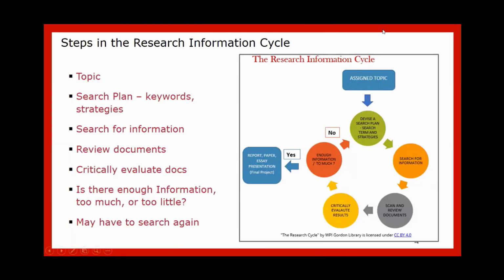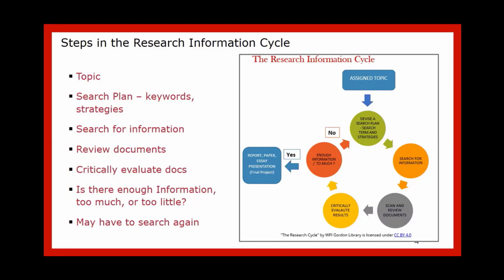So the research information cycle. So doing research, we talk about it in this cycle where you're starting off. You have your topic, you develop your keywords and strategies, you do some searching, then you review what you found and you evaluate it, and then you take it from there. If you don't have all the information, you need to have more information, you do that whole process again.